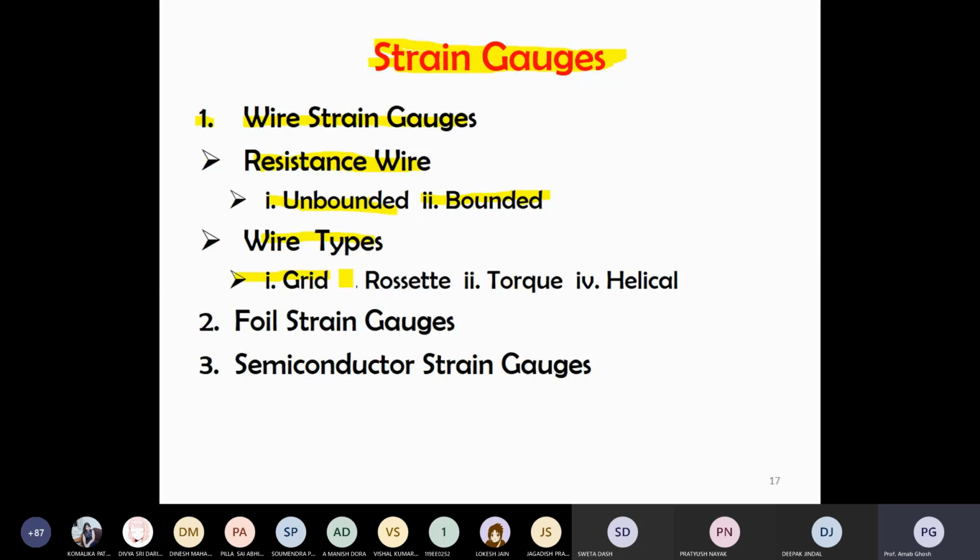What types are there? Number one, grid, rosette, then torque and helical. So four types are there. Then foil strain gauge and semiconductor strain gauge, all are different types of strain gauge. You can go through it from any of the standard books.